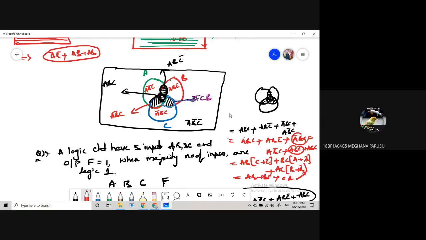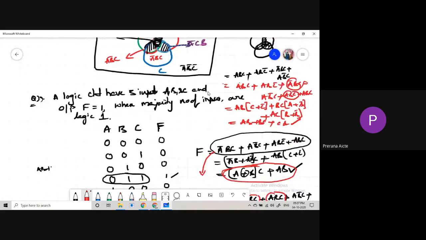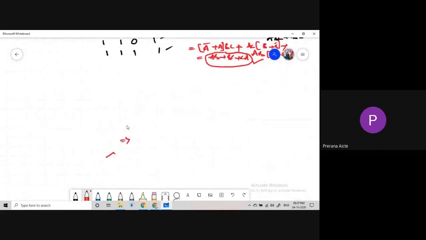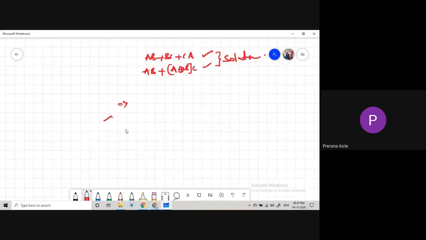Yes, sir. So this one is also one of the reduced expressions for the given problem. For this problem, what is the reduced expression? It consists of two solutions. They are AB plus BC plus CA. This one is the first solution, and the other solution is A XOR B into C plus AB. So these two are the solutions of the given problem. Okay?